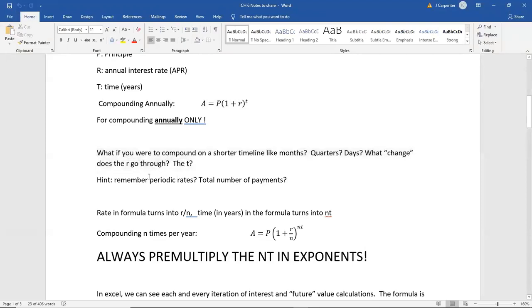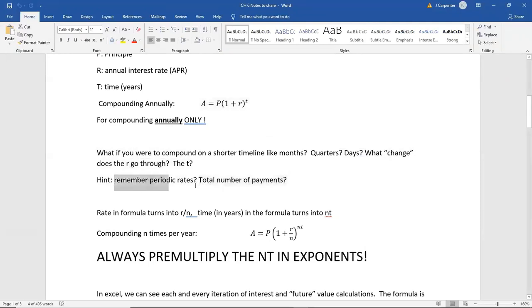And this is something where if we had lots of time in class, we would actually spend 15 minutes getting our heads together and talking through this, but we're going to just push it a little more on you. And the hint I would give my students is remember periodic rates. Also remember the idea of total number of payments.